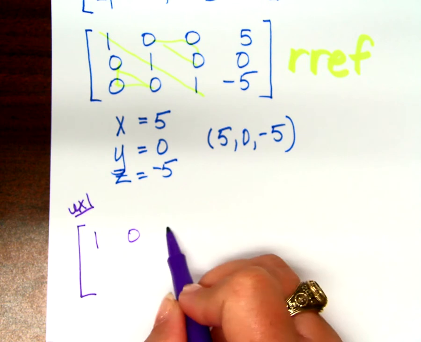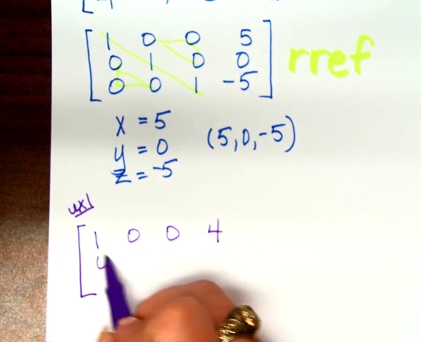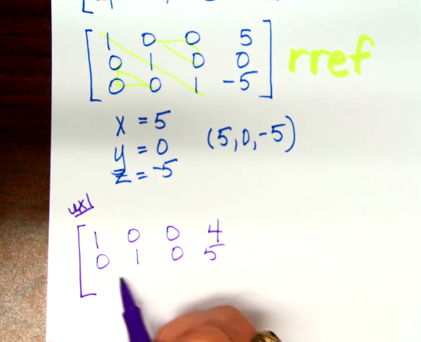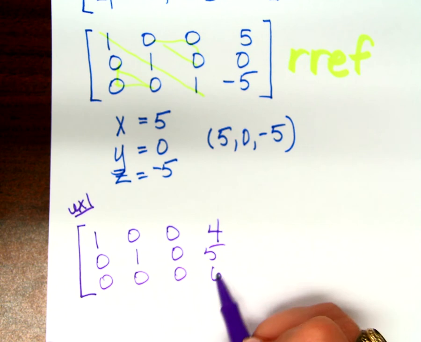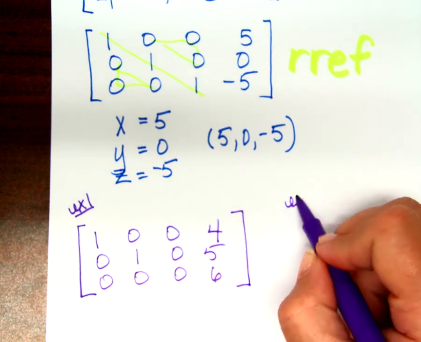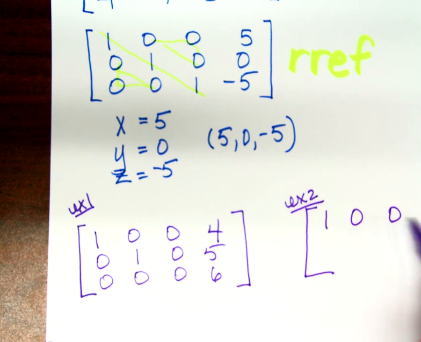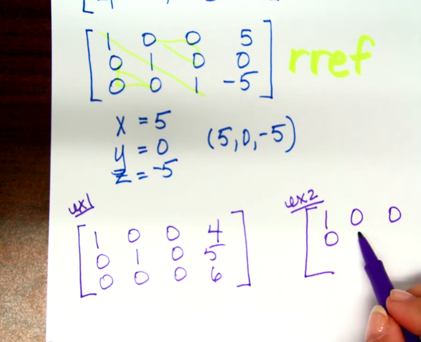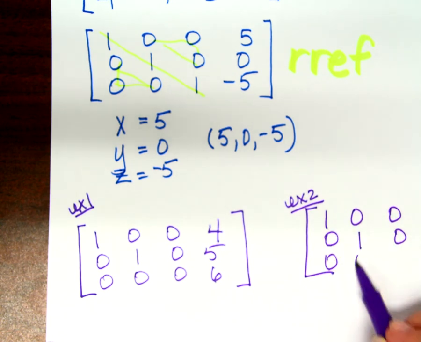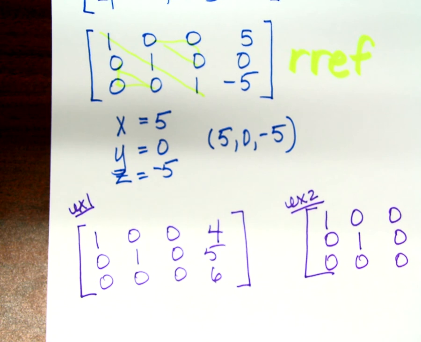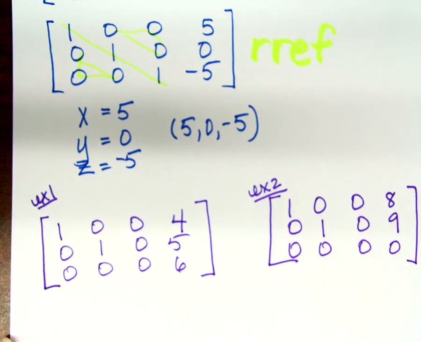1, 0, 0, 4, 0, 1, 0, 5, 0, 0, 0, 6. And example number 2, 1, 0, 0, 8, 0, 1, 0, 9, 0, 0, 0, 0. These are my 2 examples.